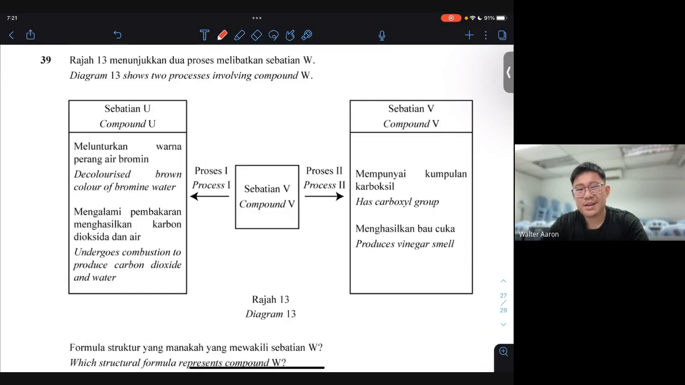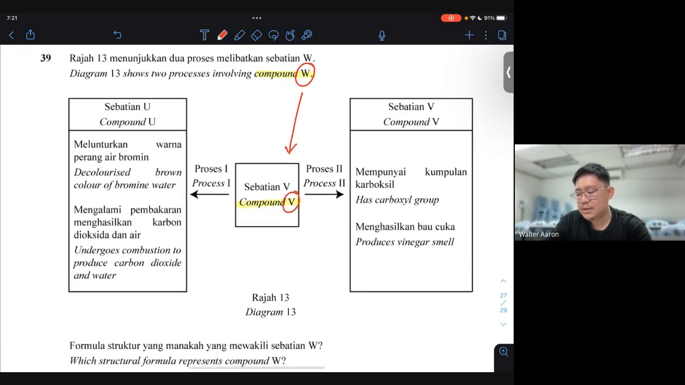Number 39. Number 39 has a typo. There's a correction over here. They say here, diagram 13 shows two processes involving compound W, but here they put compound V. I imagine this is supposed to be the same thing, so this technically is W. So compound W undergoes process number 1 to produce compound U, and it decolorizes the bromine water. Also, it can undergo combustion to produce carbon dioxide and water.